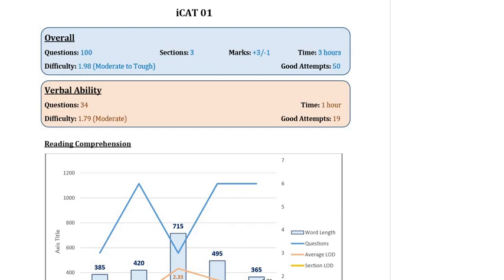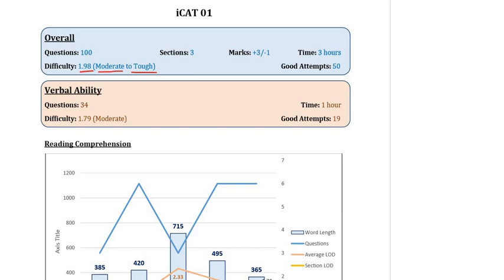So before we go into the very first section, that is verbal ability, we first try and classify the entire mock. Our faculty have classified this as a moderate to tough mock, which is typically what we also see in CAT, with an average difficulty level somewhere around 1.98, which is just below 2. Now what exactly does this mean?